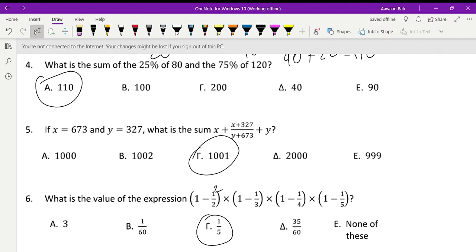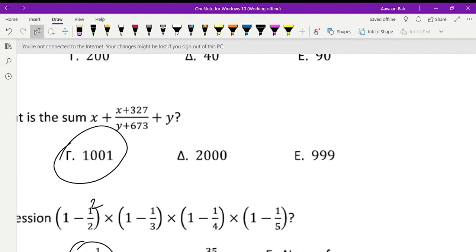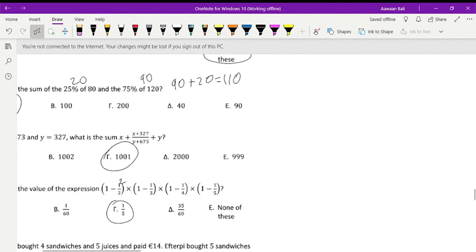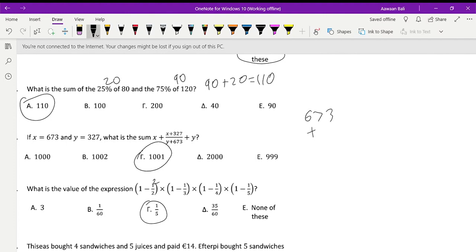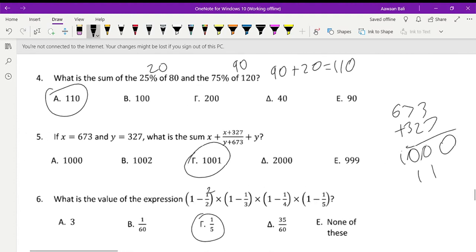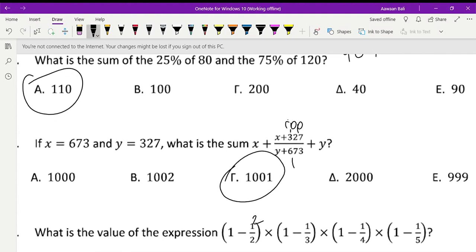Now, question number 5. If x is 673 and y is 327, what is the sum of x plus 327 divided by y plus 673 plus y? It may look a bit complicated at first, but if you realize what the sum of 673 plus 327 is, it'll become really easy. Once you add them together, you get 1,000, which means that this is 1,000 and this is 1,000.